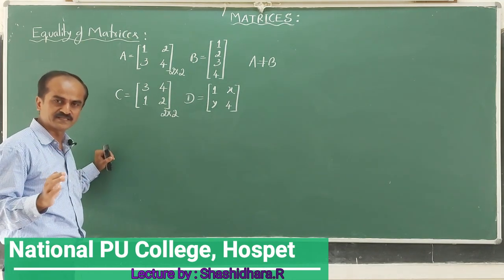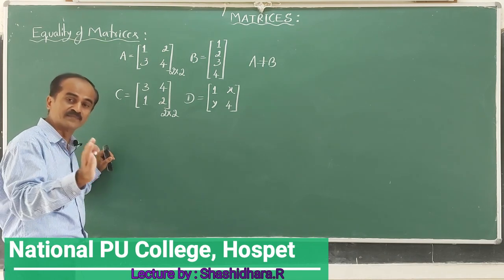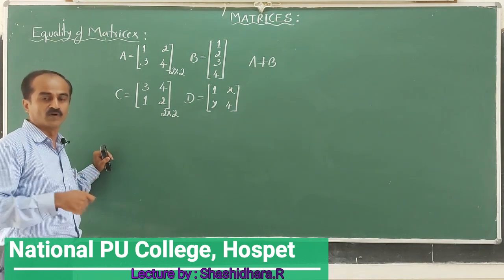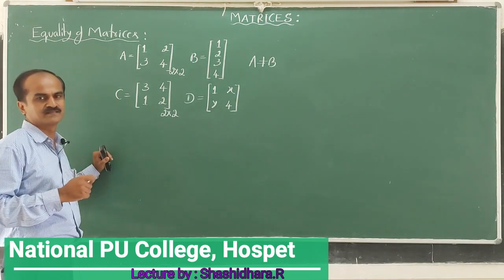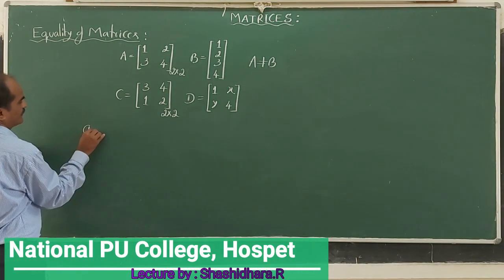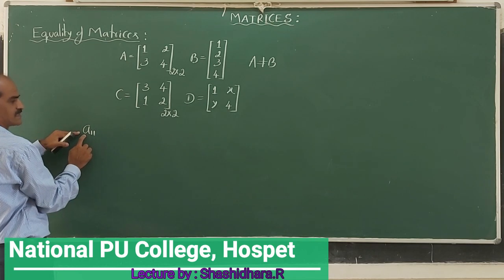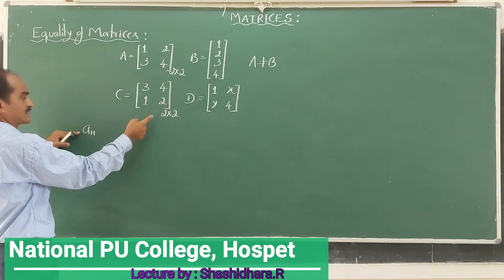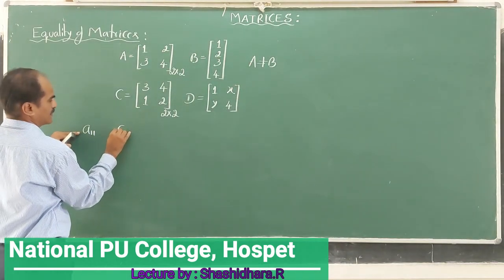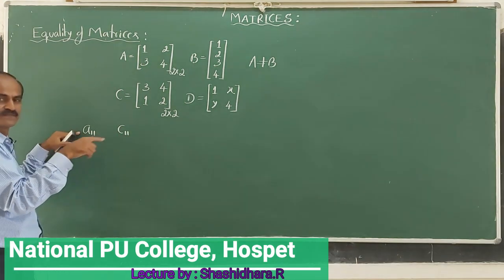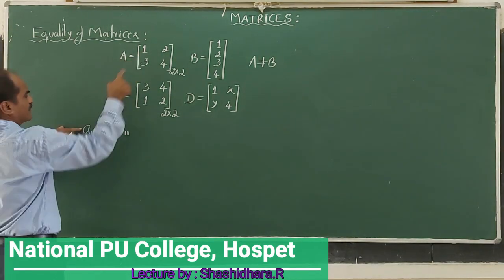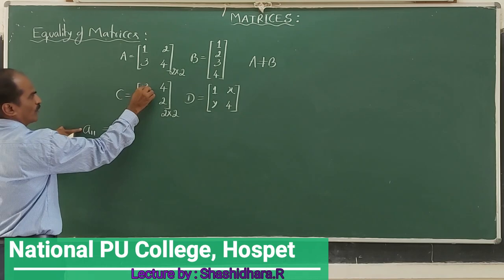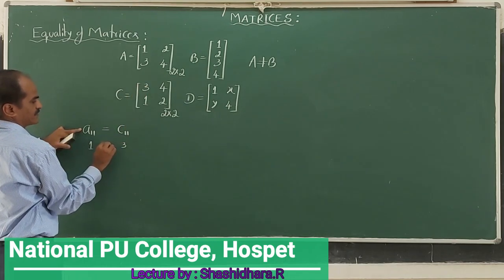The second condition says the corresponding elements must be same. What is meant by corresponding element? They are saying with respect to position of the elements. Now let me write here. A11, element of the matrix A, present in first row, first column. In matrix C, the corresponding element is the element of matrix C present in the same position, first row, first column. These two must be equal. Now what is A11? It is 1. What is C11? It is 3. They are different.